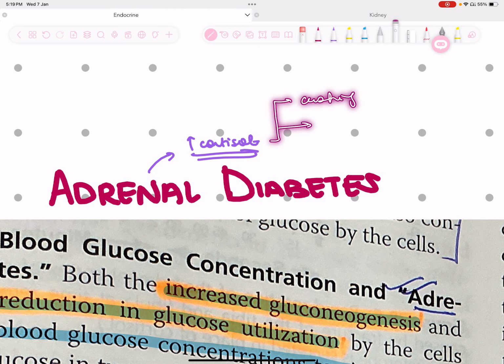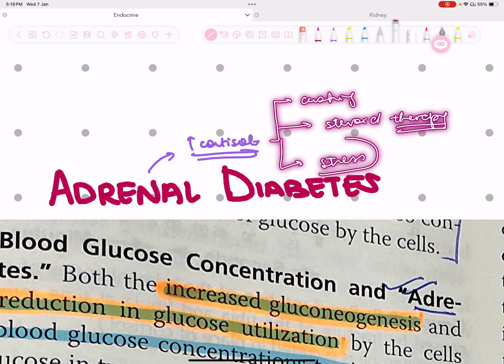Other than that, cortisol levels are high when a person is taking steroid therapy or taking excessive steroid drugs, and cortisol levels are high under stress conditions.